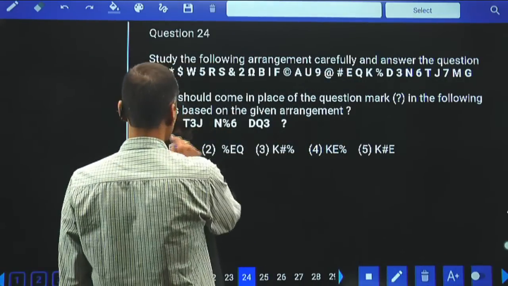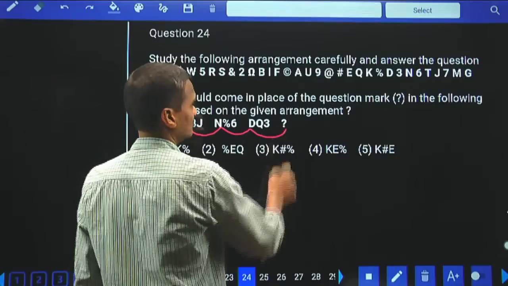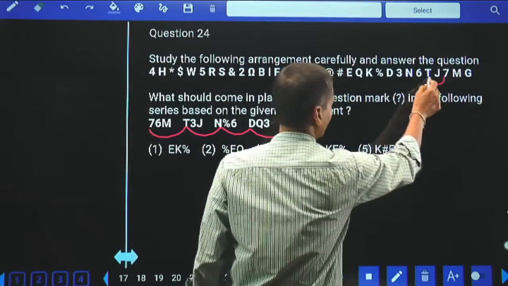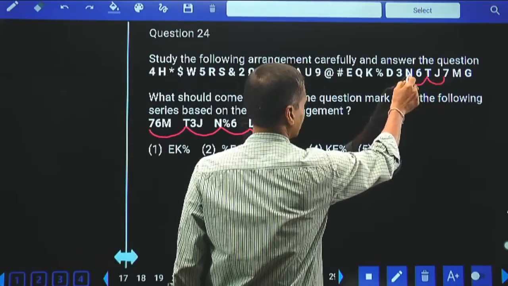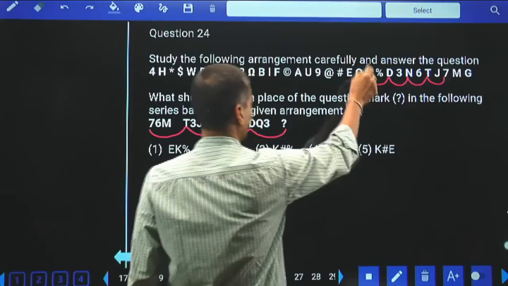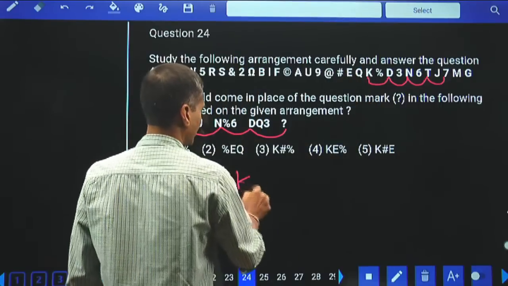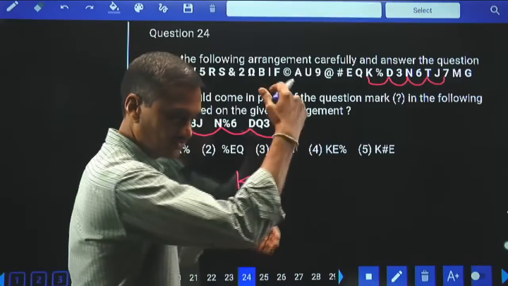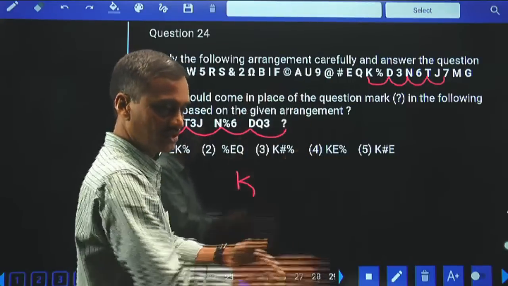Check out the first element. 7, t and d. What should be the next? 7 to t minus 2. T to n minus 2. N minus 2d. D minus 2k. What is the first element here? K. Always check out the first element, next second element, next third element.